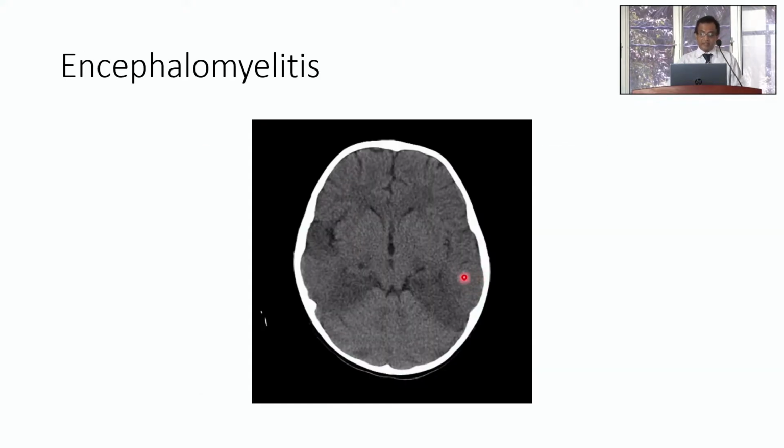This slide shows a hypodense area with sulcal effacement in the posterior temporal region bilaterally. This is due to herpes encephalomyelitis. The differentiating features include the bilateral changes presenting here, as well as the posterior temporal region not being a common site for infarction.